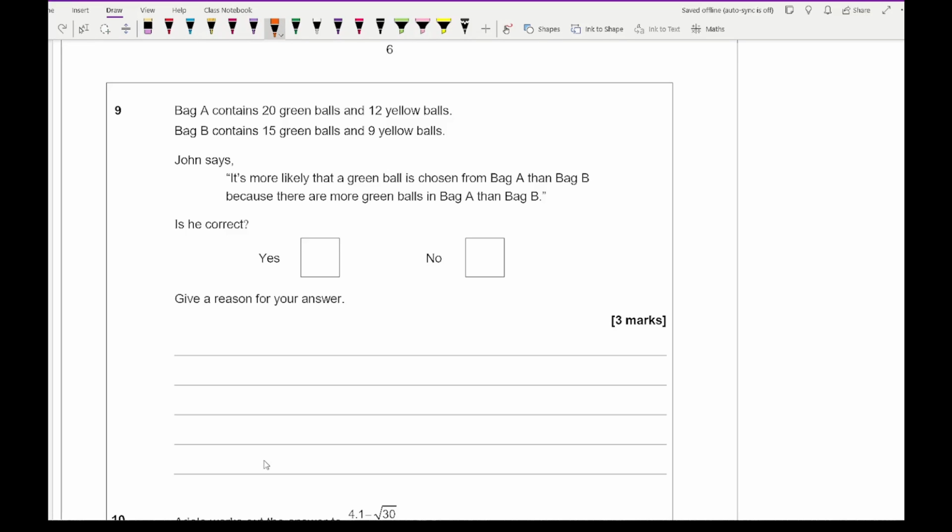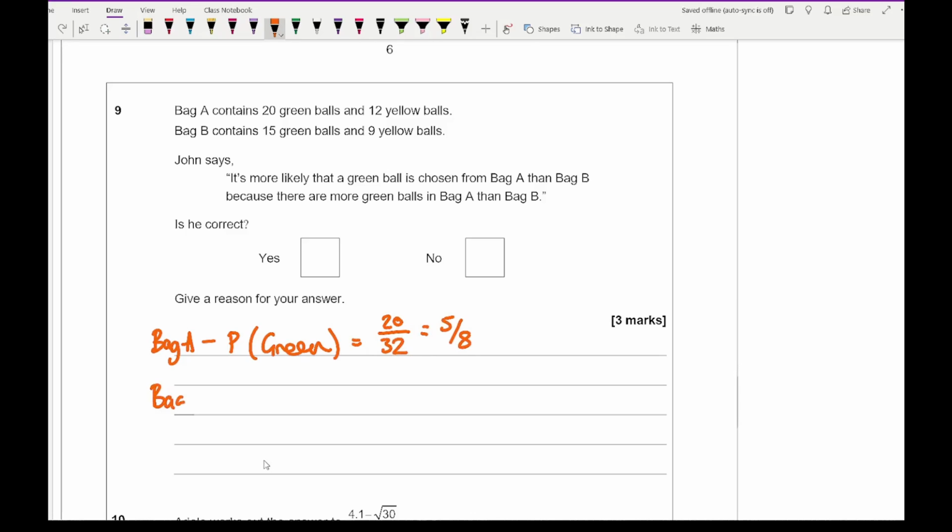Try and do your working out first and then decide whether it's going to be yes or no. So what we want to do is, first of all, from bag A, work out the probability of getting a green. So that's going to be 20 over 32 in total. And if I simplify that fraction, I get 5 over 8.